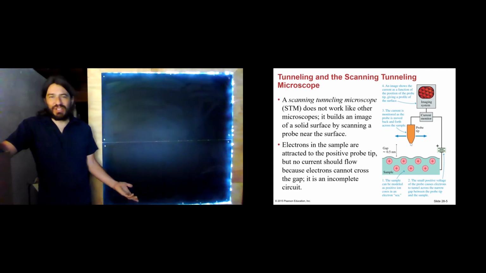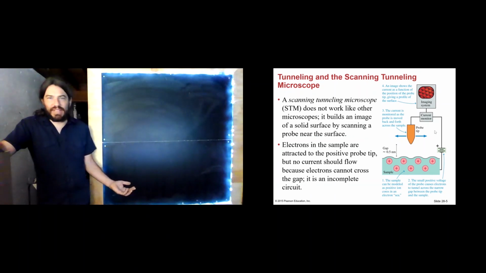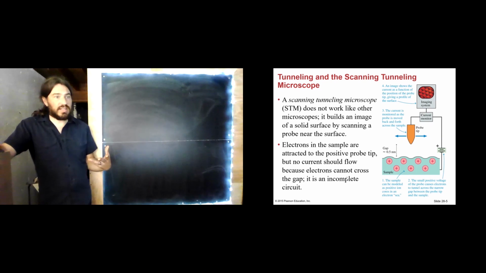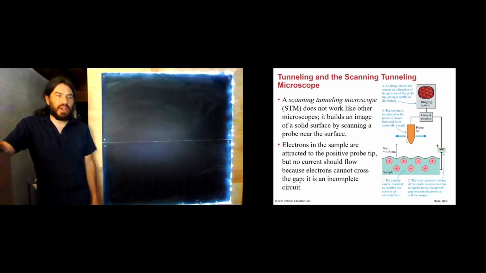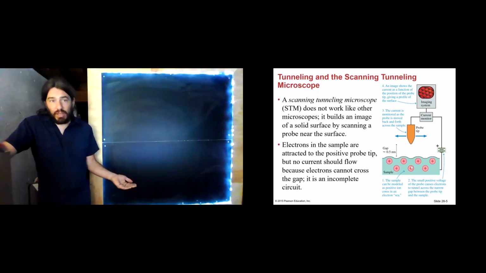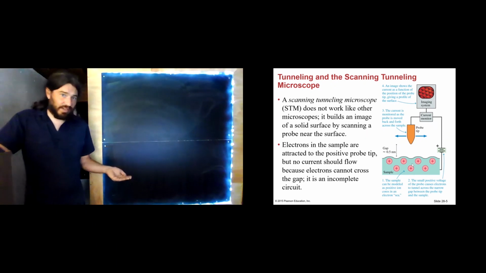But guess what? They just can't. There's this gap of 0.5 nanometers. And so electrons just can't cross the gap. This is just not a complete circuit, like we learned about in our circuits chapter, right? We can't get a flow of electrons through here because there's a gap right here. We just don't have this complete loop. And that's the end of the story if classical physics was the end of the story. But classical physics is not the end of the story.